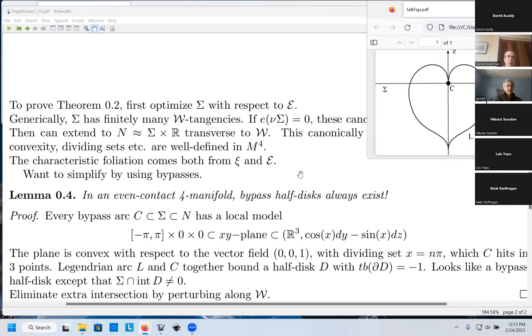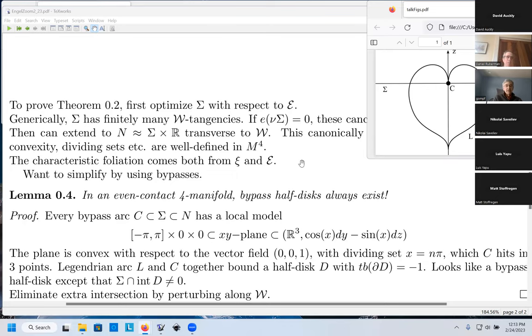So then in any Engel manifold, we can do bypasses anywhere we want to do them. So in some sense, this is a very different operation from the usual 3-dimensional operation. So maybe we should distinguish this from the usual operation by calling it a coronary bypass. But anyway, we now have this very powerful tool that we can use anywhere we want to use it.